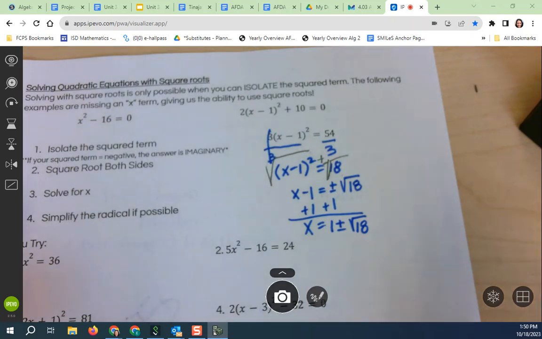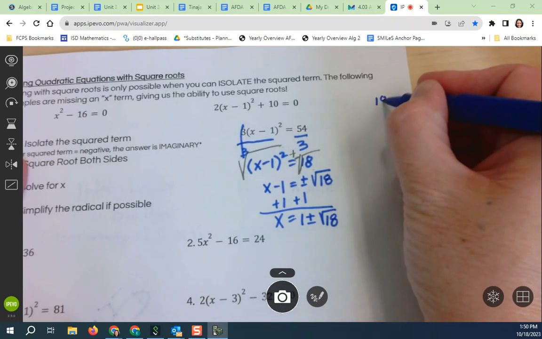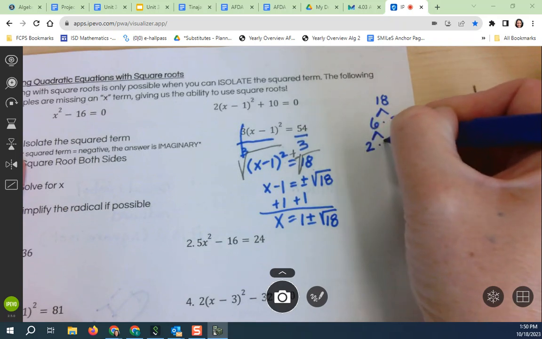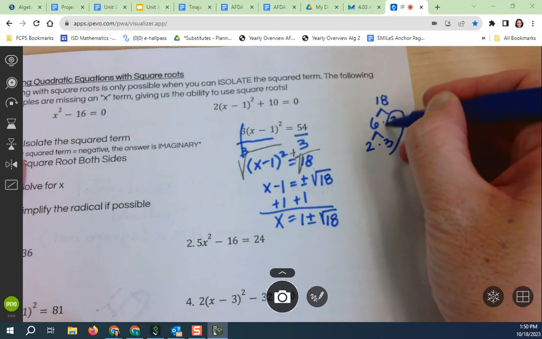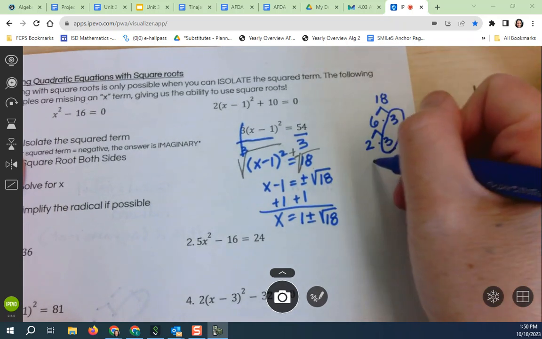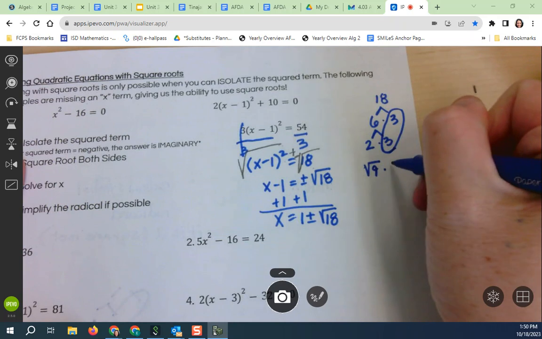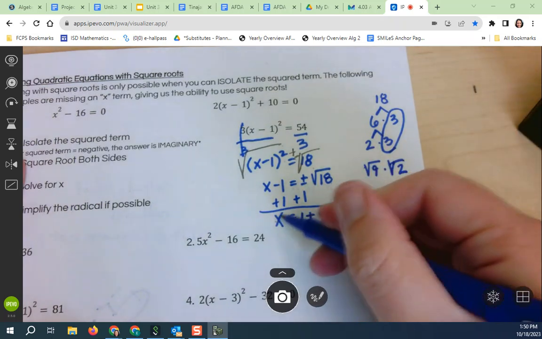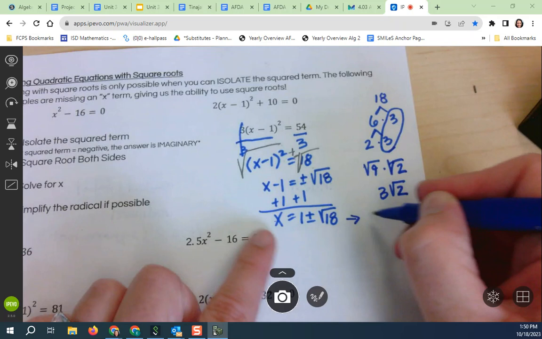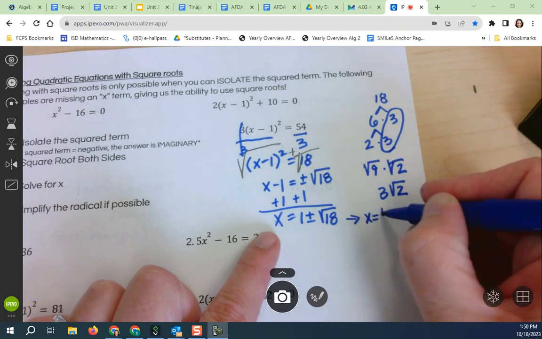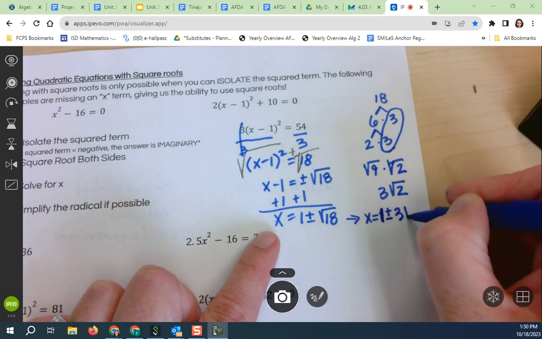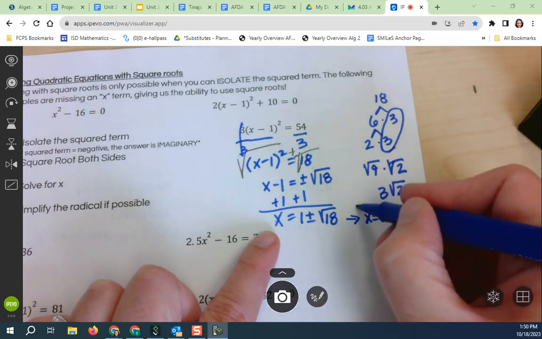So over here on the side, I'm going to make my factor tree for 18. Find my doubles. Okay, so root 18 is going to be root 9 times root 2. Root 9 is 3, so I get 3 root 2. So this answer here becomes x equals 1 plus or minus 3 root 2. It's a bit of a messy answer.